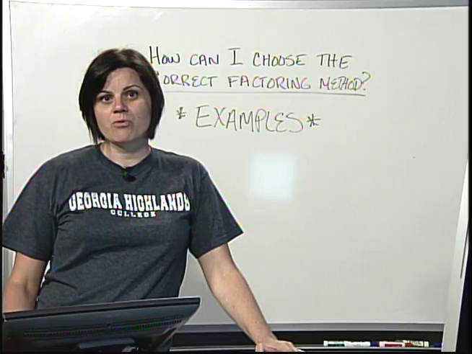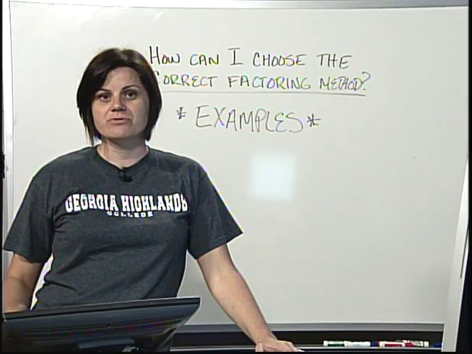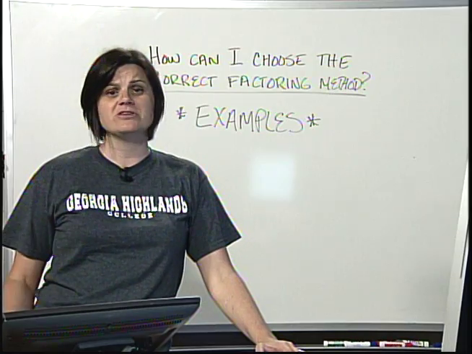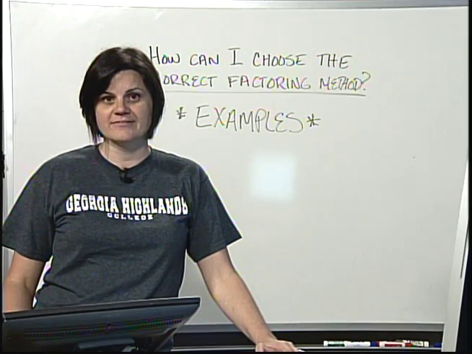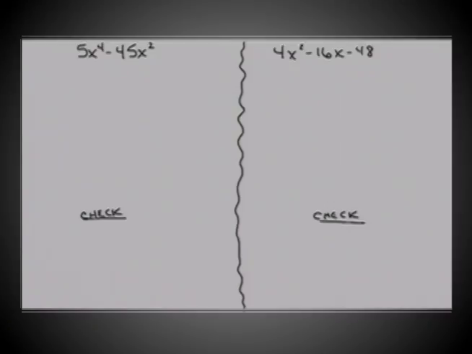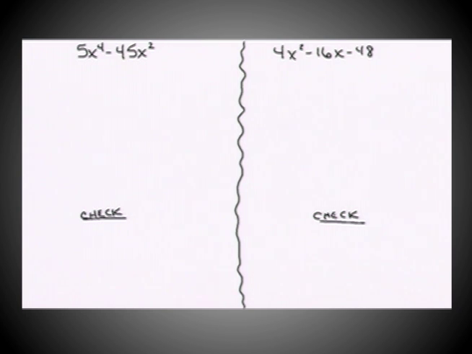So in this video, we're going to run 2 examples through this process to show you how we determine the correct method of factoring. Let's take a look. Let's take a look at a couple of examples and run them through this process of figuring out what method to use to factor each of these. So we'll start with the example on the left-hand side of the screen, 5x to the 4th minus 45x squared.